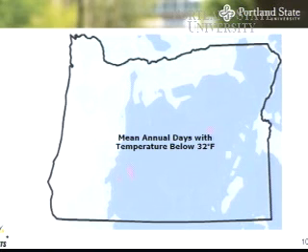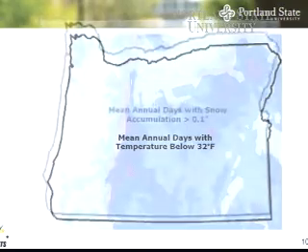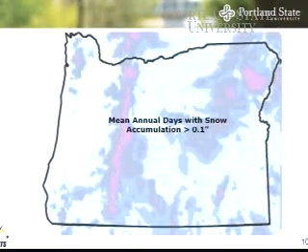So now we get into a little bit more graphical information here. So here's the state with the mean annual days with temperature below 32 degrees Fahrenheit. The darker shades obviously had more days with freezing weather, or freezing days. And if we overlay the mean annual days with snow accumulation greater than 1/10 of an inch, you can clearly see the Cascade Range and the Blue Mountains and the Wallowa Mountains in eastern Oregon. Again, here the darker colors indicate more days with measurable snowfall.